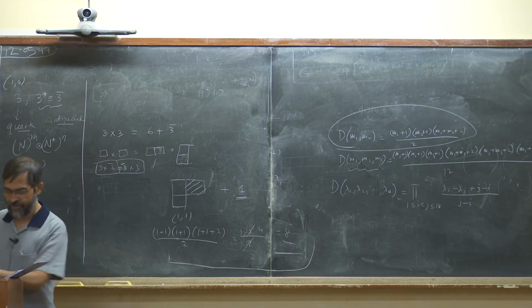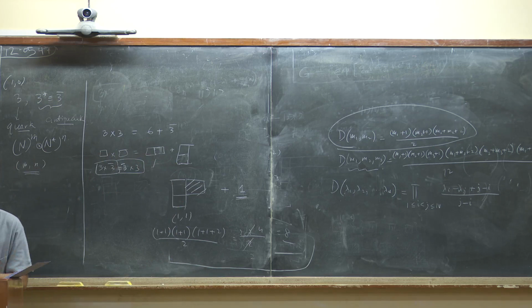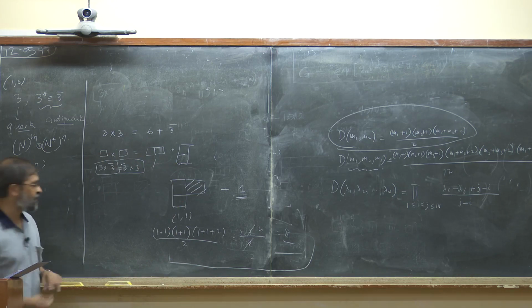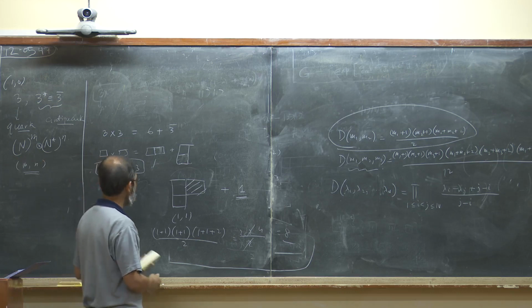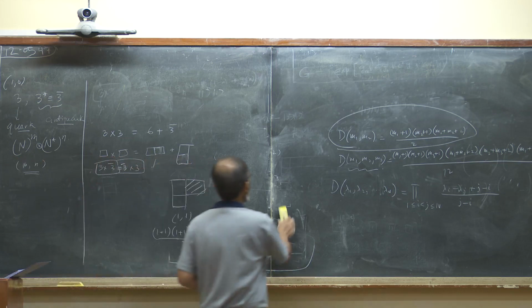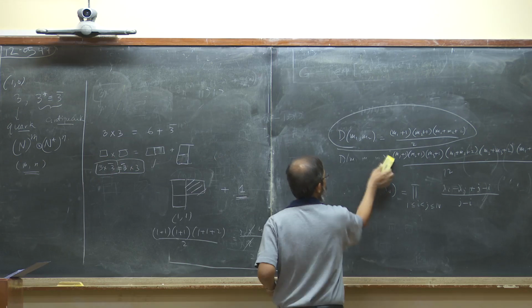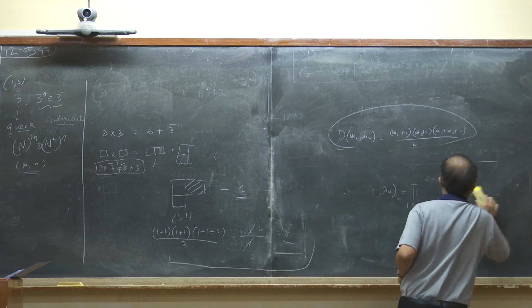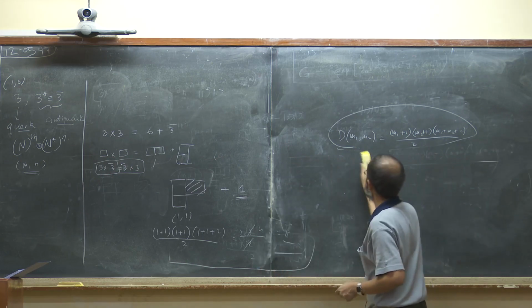Let's do something more challenging. Here it is, 8 cross 8. So now we are getting ambitious. That's the last thing that we will do today, 8 cross 8.